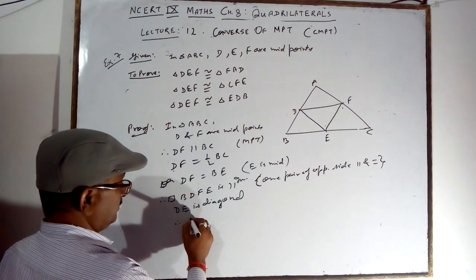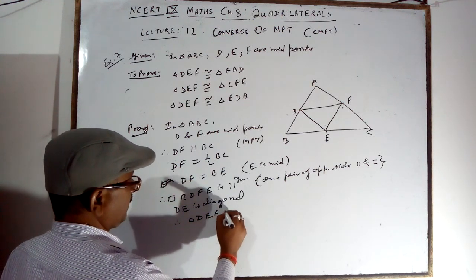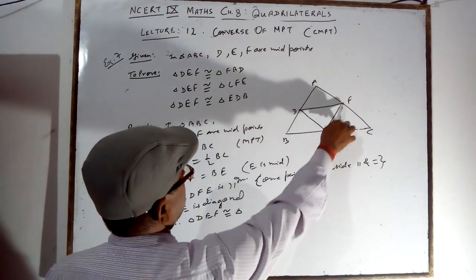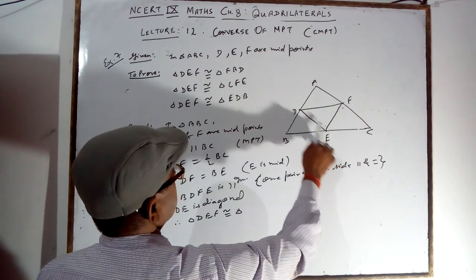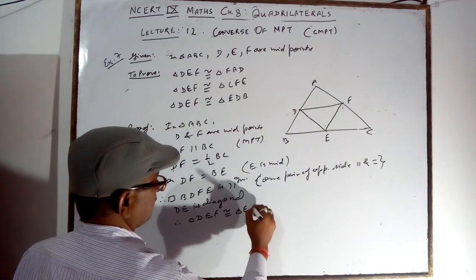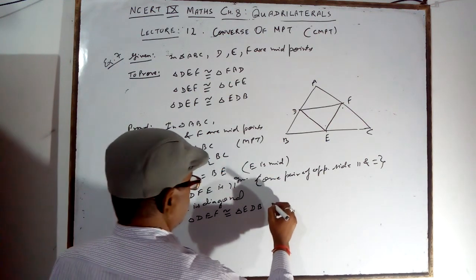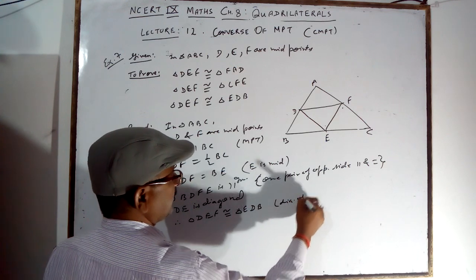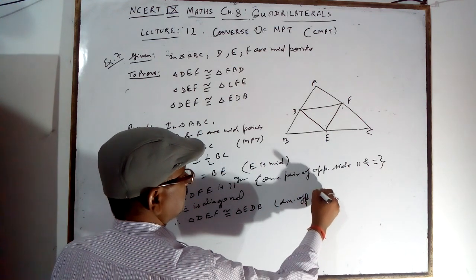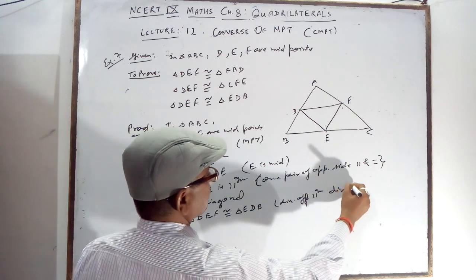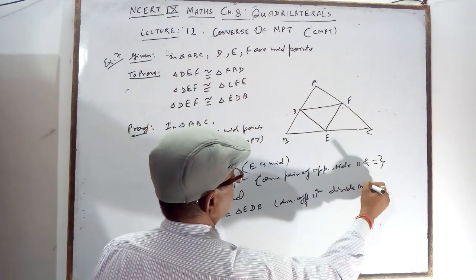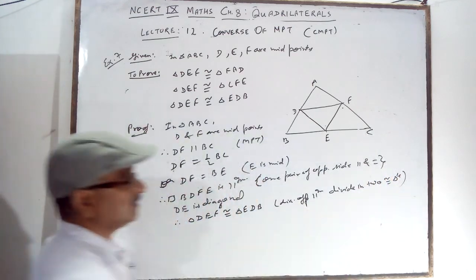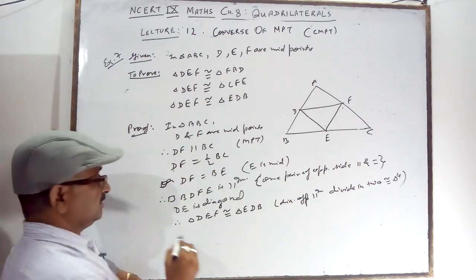So triangle DEF is congruent to triangle EDB. Why? The diagonal of a parallelogram divides it into two congruent triangles.